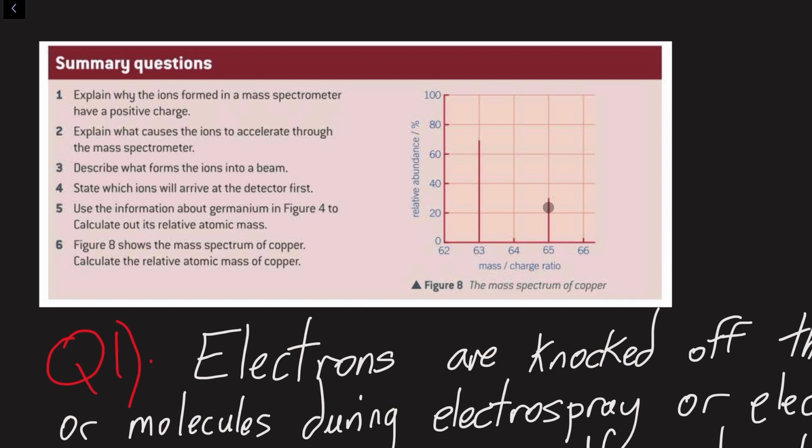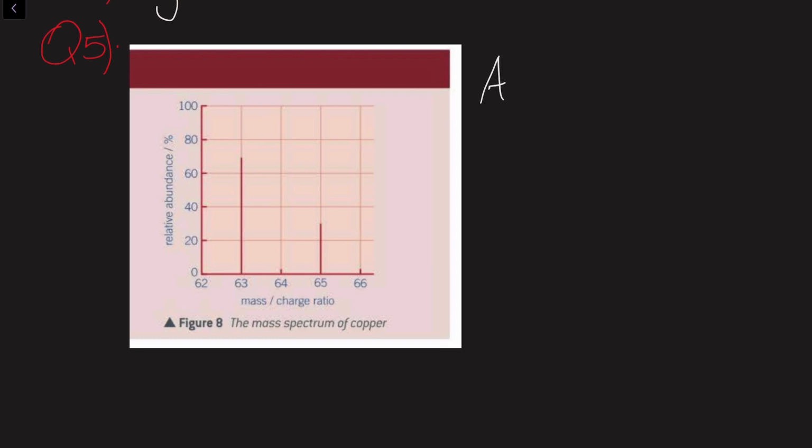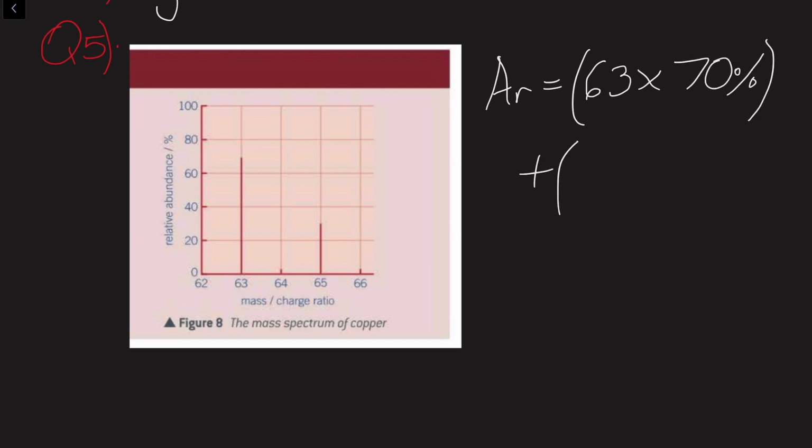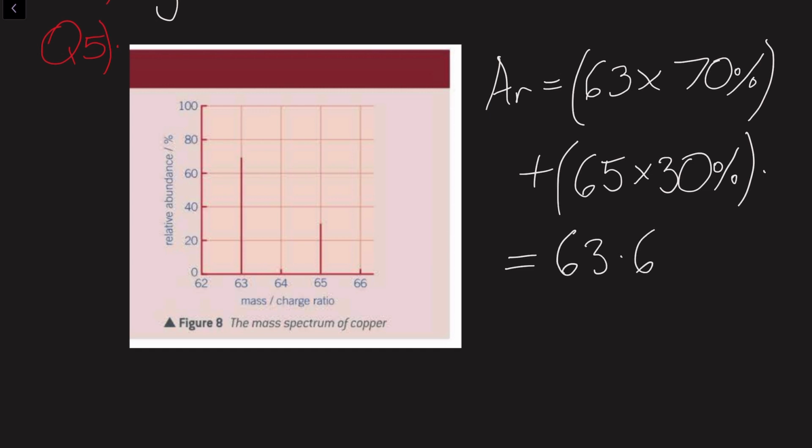Now let's talk about how we would go about finding the relative atomic mass based on this mass spectra here. This is a really important calculation, especially for exam style questions. The way we would find the Ar, or the relative atomic mass of copper in this case, is we would multiply the mass numbers by their abundances in percentage. So we would do 63 times 70%, and then add this to 65 times 30%. The answer to this is a relative atomic mass of 63.6. And that's the final answer.